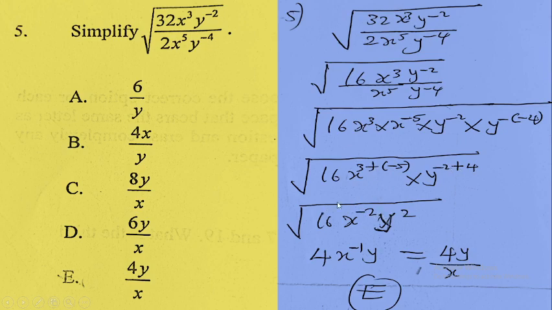Then we can find the square root of 16, which is 4. We can find the square root of the power minus 2, which is minus 1. We can find the square root of 2, which is 1 as well. So this raised to power minus 1 is 1 over, so we'll be having 4y divided by 1 over x, and that will give us 4y over x. So the correct option here is option E for question number 5.